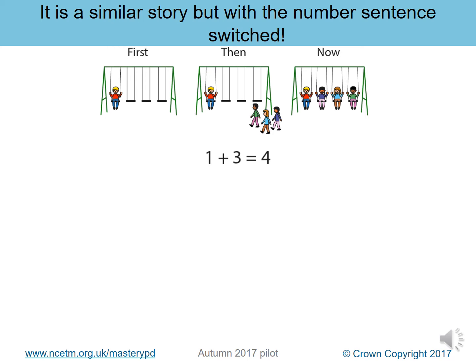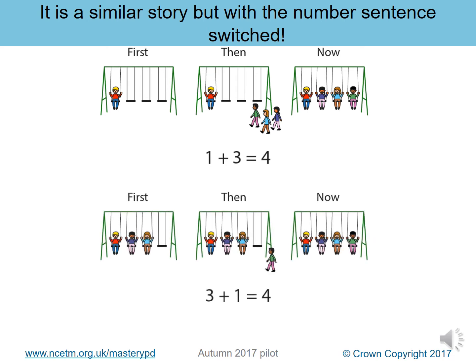So if we look at the first story I told you, first of all there was 1 person, then 3 more joined, which equaled 4. But then my next story was first there were 3, then 1 more joined, and now there are 4. So it's a similar story, but we've switched the numbers around. So instead of having 1 add 3 equals 4, we've got 3 add 1 equals 4. And we could also write it as 1 add 3 equals 3 add 1. So again, we've got 1 add 3 on one side, which equals 4, and 3 add 1 on the other side, which equals 4. So they are what we call balanced. 4 equals 4, because they are the same.